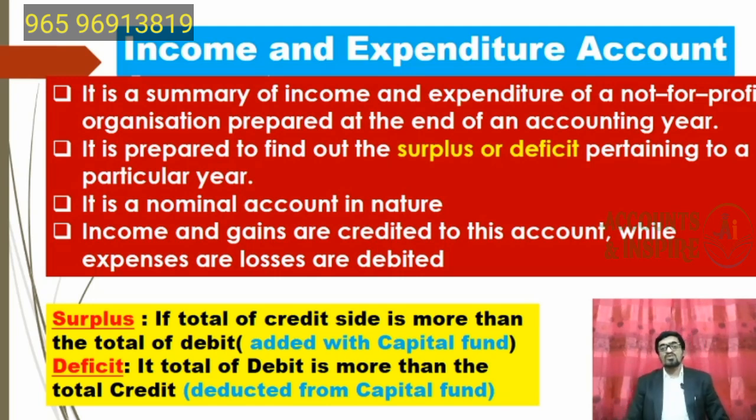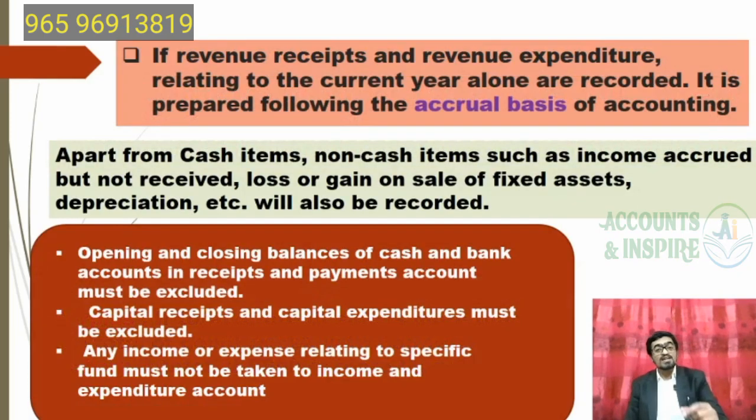Income and expenditure account follows the nature of nominal accounts. What is the rule of nominal account? Debit all expenses and losses, credit all incomes and gains. Then another important thing: in the income and expenditure account, we will record only current year information, my dear. In the receipt and payments account, we discussed that irrespective of the period, whether it is current year, previous year or subsequent year, we will record. But here we cannot do that.